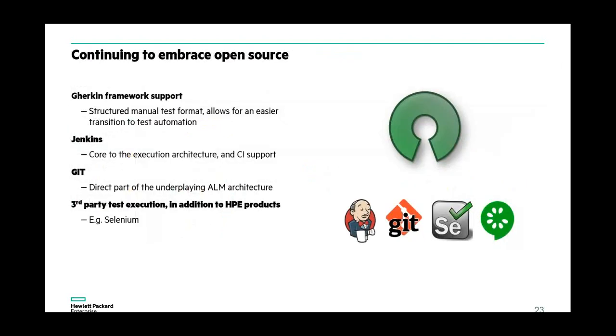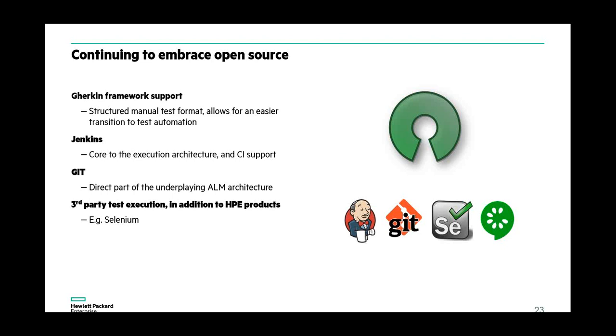Again, one of the core things we did within the beta, and it's always been core to us, is embracing open source. Even in the current version of ALM today, we have integrations into things like Subversion, Jenkins, and Git connections, all sorts of things that have been out there forever. We do support Selenium execution with the ALM version today. What we're introducing is Gherkin Framework support directly in the new beta environment. It's a structured manual test format that allows for a much easier transition to automation.